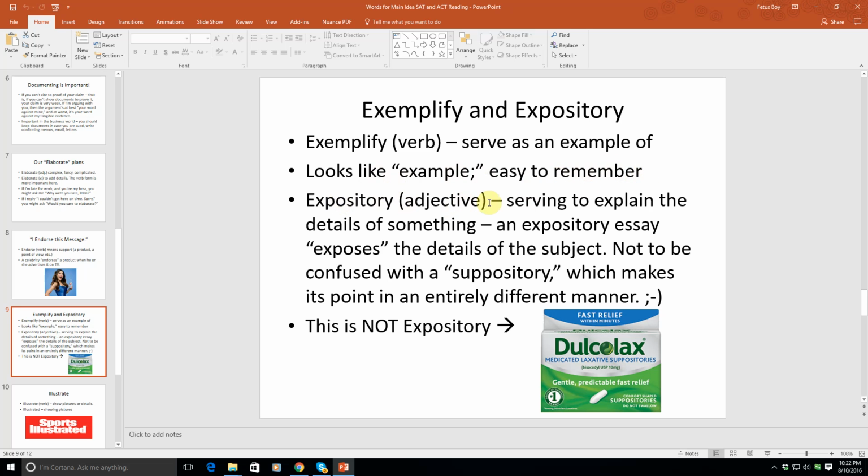Expository. An adjective. Have you ever heard of an expose in a newspaper, when some big newspaper article just blows the lid off? It exposes a big scandal at City Hall or something like that. Well, not all expository essays or pieces of writing are that exciting. They just explain the details of something. So an expository essay on making peanut butter and jelly sandwiches might explain the process of making a peanut butter and jelly sandwich.